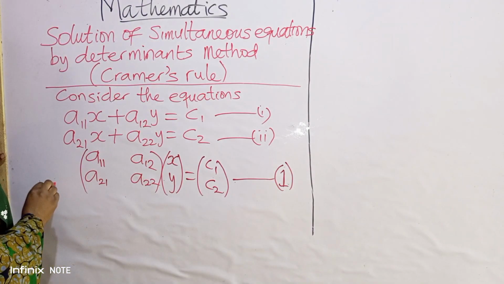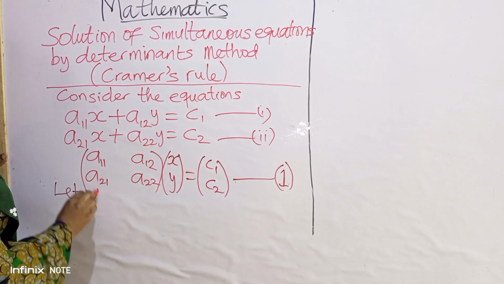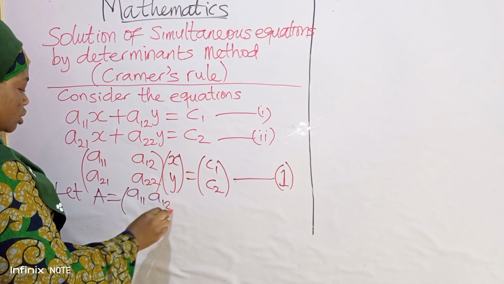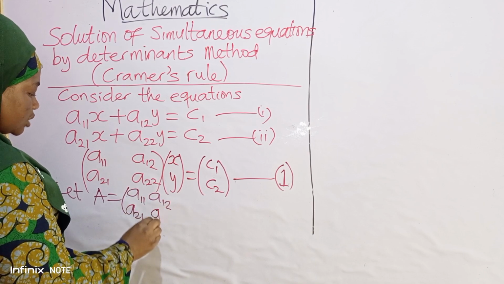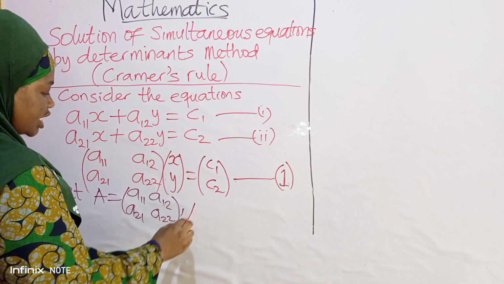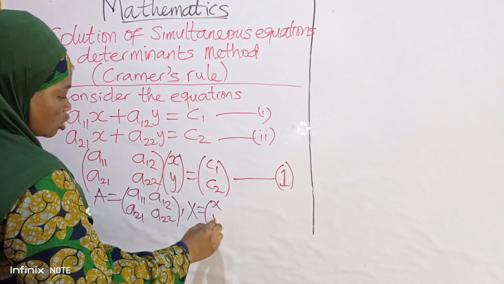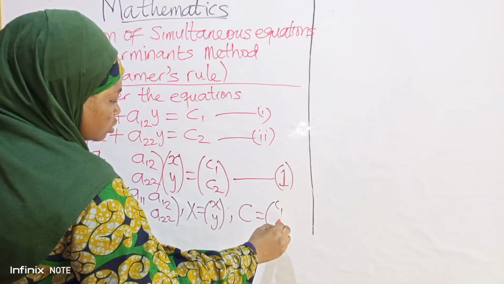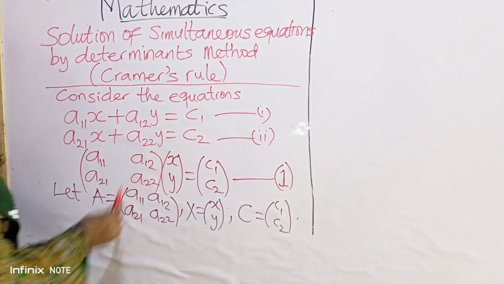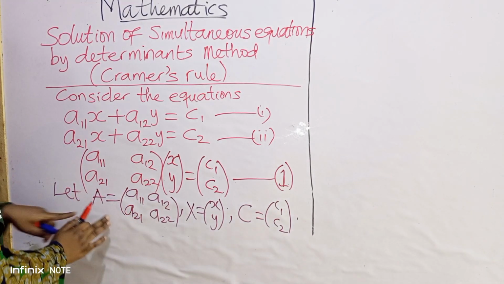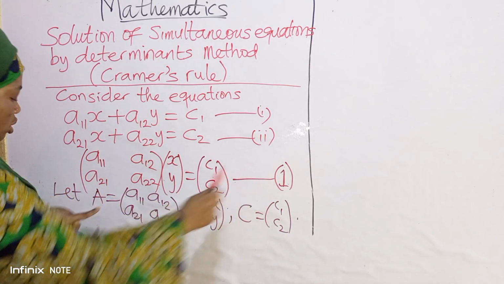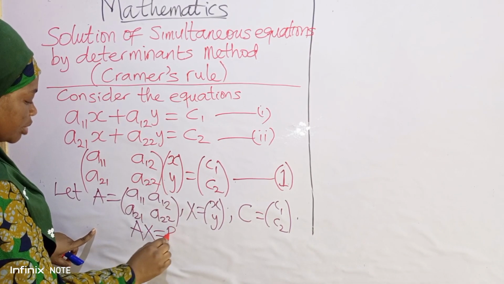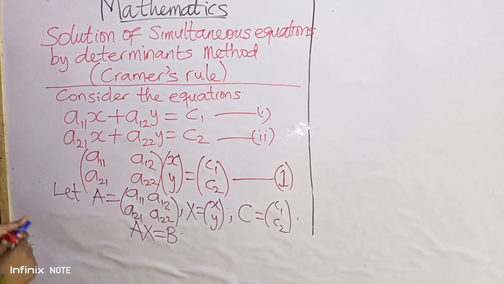So from here, we can now say that let A be matrix A equal to a11, a12, a21, a22. Then let X be equal to x, y. Then let C be equal to c1, c2. So from here, our equation 1, we can write it as AX is equal to C, and we want to find X.